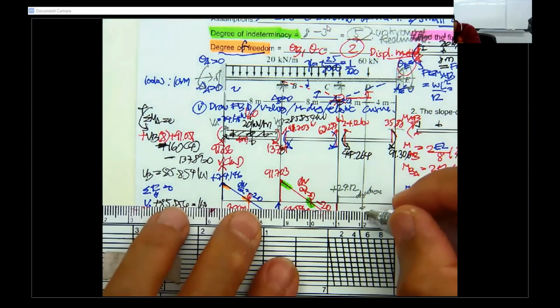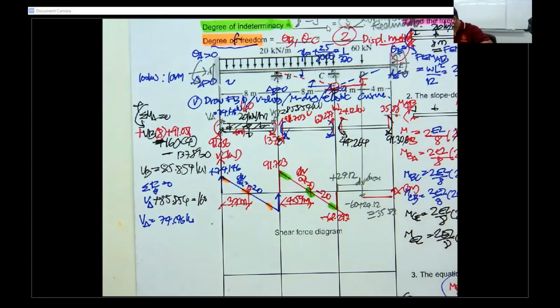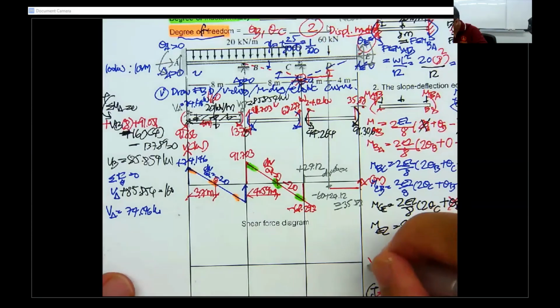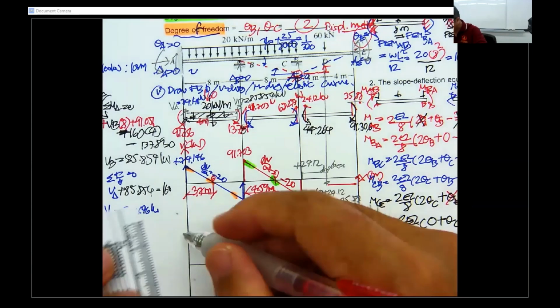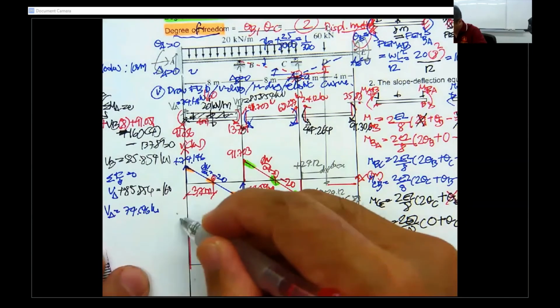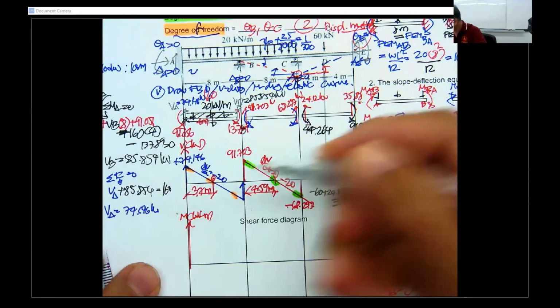Okay, and then you push this one 35.8 will push this one up. Okay, that's the shear diagram. For the moment diagram, this is X in meters, and this is going to be moment in kilonewton meters.